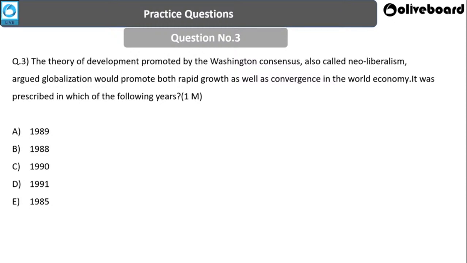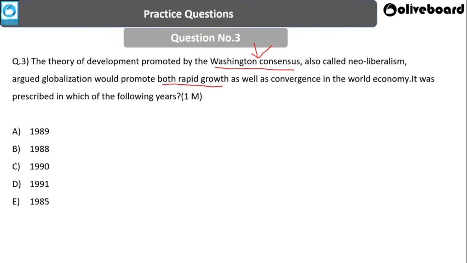The theory of development promoted by the Washington Consensus, also called neoliberalism, argued that globalization would promote both rapid growth as well as convergence in the world economy. It was prescribed in the following years: A, 1989, B, 1988, C, 1990, D, 1991, E, 1985. So in which year did the Washington Consensus come up? The year in which it came up.